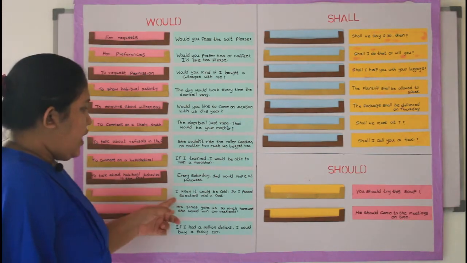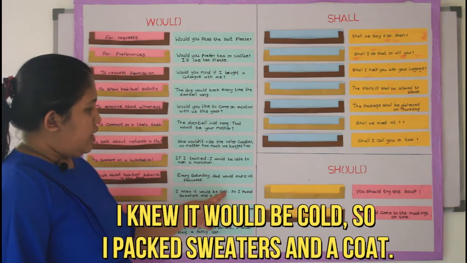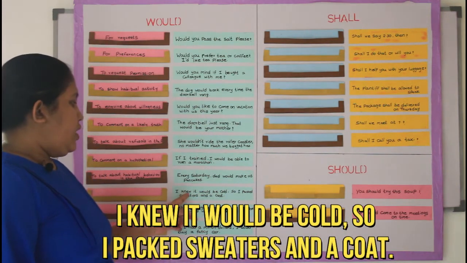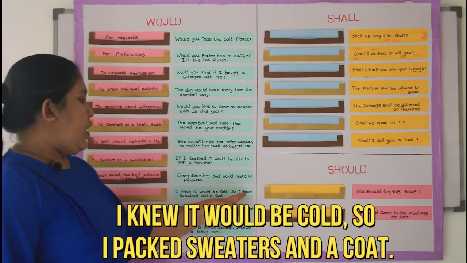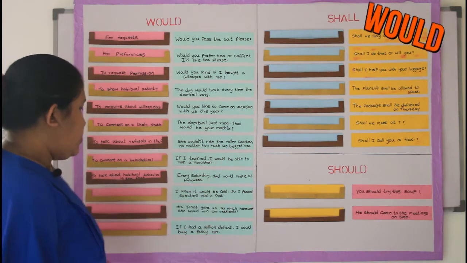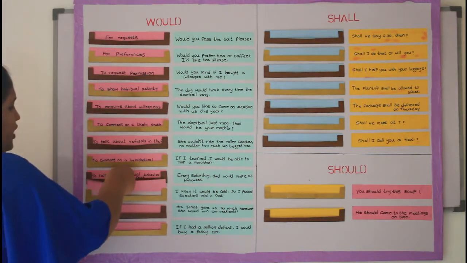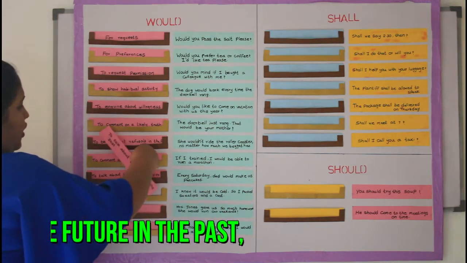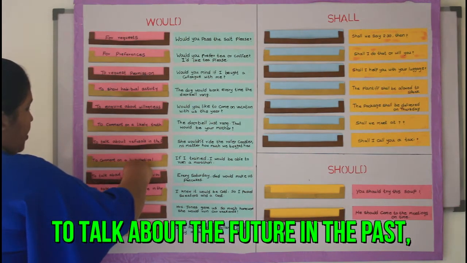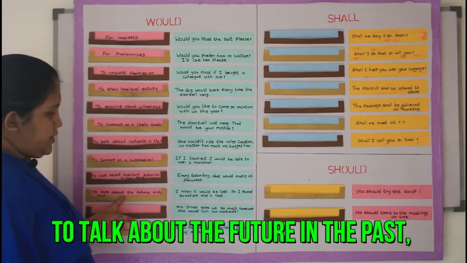Next one. I knew it would be cold, so I packed sweaters and a coat. Here the modal verb would is used to talk about the future in the past.